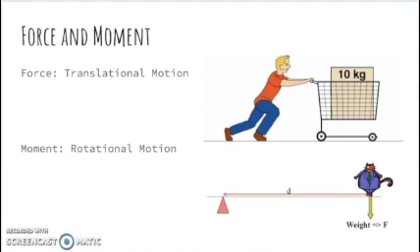So let's review the basics. Force is any interaction that will change the motion of an object when it's unopposed, that is. So force, intuitively, we call it a push or a pull, and it causes translational motion. Moment of force, and often we just call it the moment, is a measure of force's tendency to cause a body to rotate about a specific point or axis, and moment causes rotational motion.